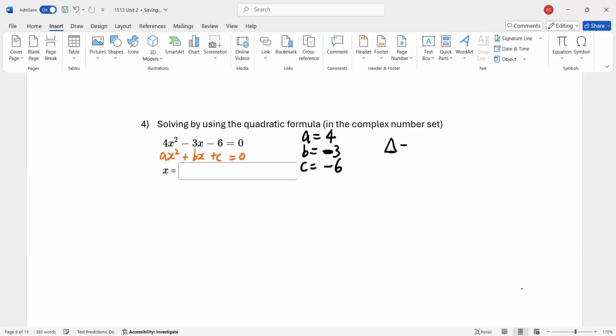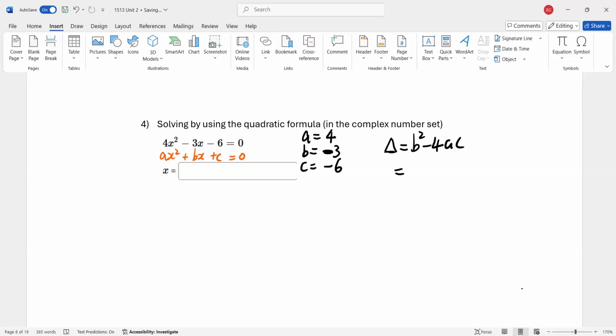Do you guys remember what's the name of delta? It's discriminant. All right, discriminant is b squared minus 4ac. Okay, let's plug it in.